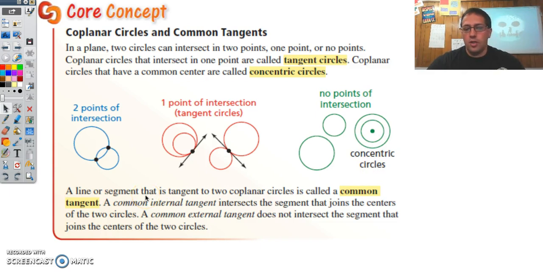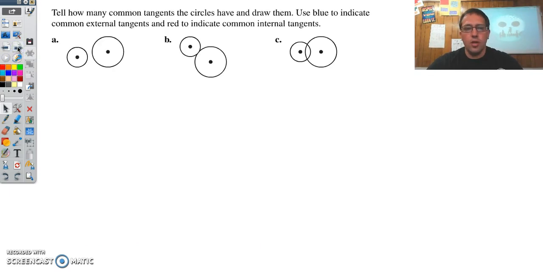A line or a segment that is tangent to two different coplanar circles is called a common tangent. And you can have internal tangents and external tangents. An internal tangent is inside. It's in between the two circles. And the definition here says it intersects the segment that joins the centers of the circles. That just means it's in between the two circles. An external tangent will not intersect the segment that joins the centers. So that means it's outside the circles. We'll take a look at this.